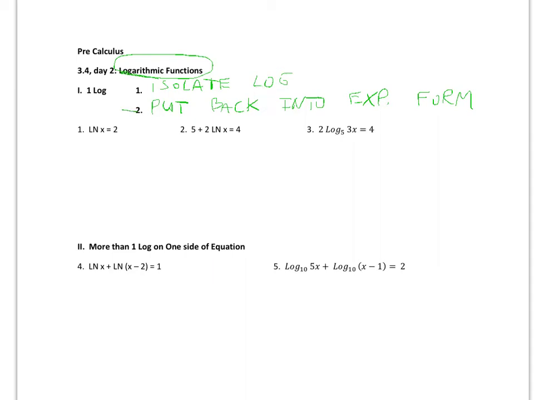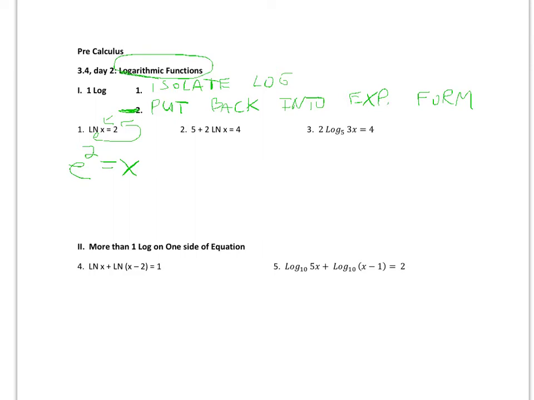So I want to do this step right here. I want to put this into exponential form. Well, natural log, remember the base is e, so I'll write a little e down there. When I put this back in exponential form, I do a little circle, it's e squared equals the argument of x. And that's pretty much it. Just use your calculator to figure out what e squared is, and that's what x equals.